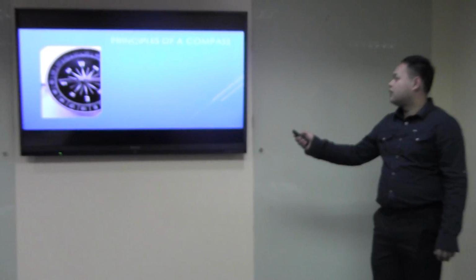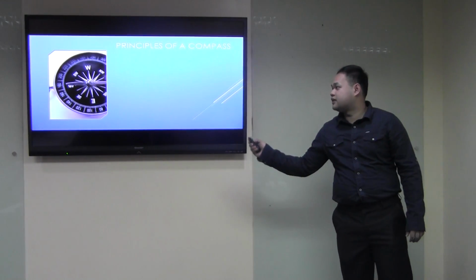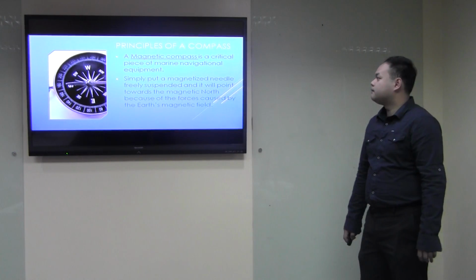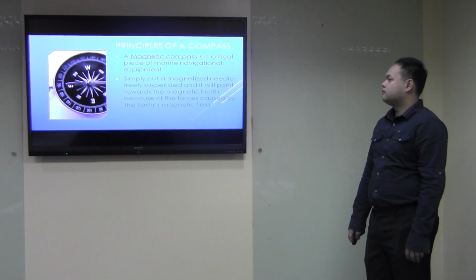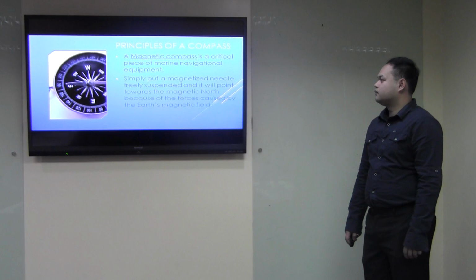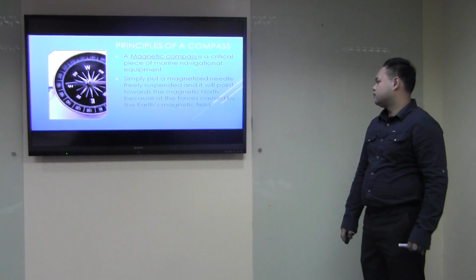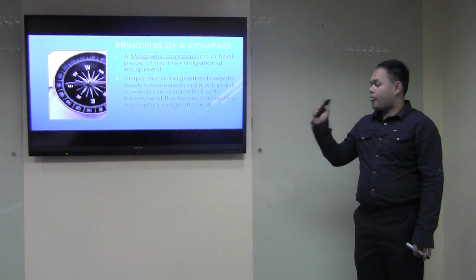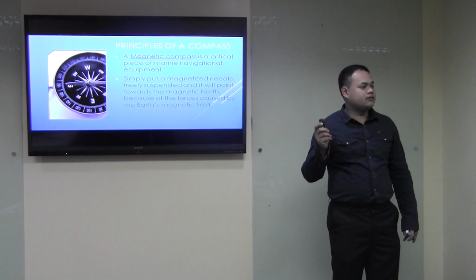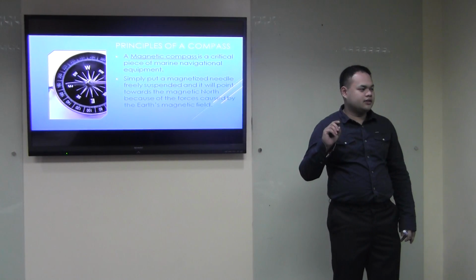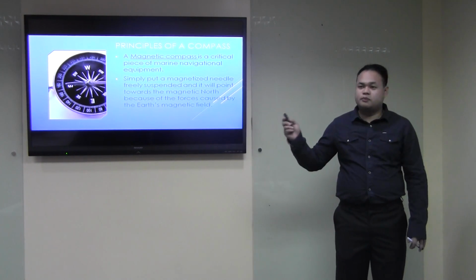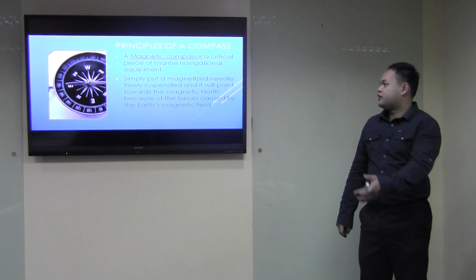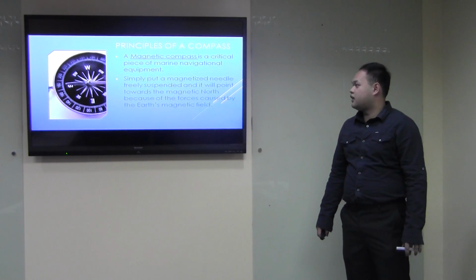So we move on to the next slide. Now here, principles of a compass. May I have a volunteer to read, please? A magnetic compass is a critical piece of marine navigation equipment. Simply put, a magnetized needle freely suspended will point towards the magnetic north because of the force caused by the Earth's magnetic field. Very well said. Actually, we only use two compasses on board, the gyro and the magnetic compass, which is the supplement for the gyro compass.